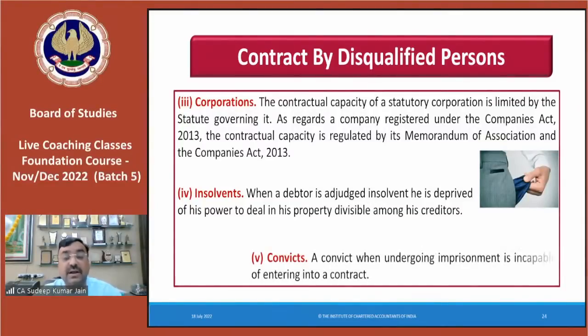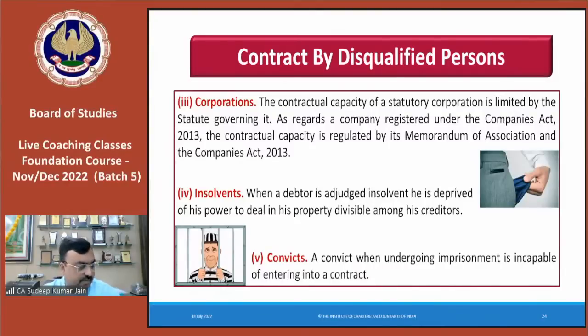Next, convict. A convict when undergoing imprisonment is incapable of entering into a contract. While he is a convict, serving the sentence, he cannot enter into a contract.